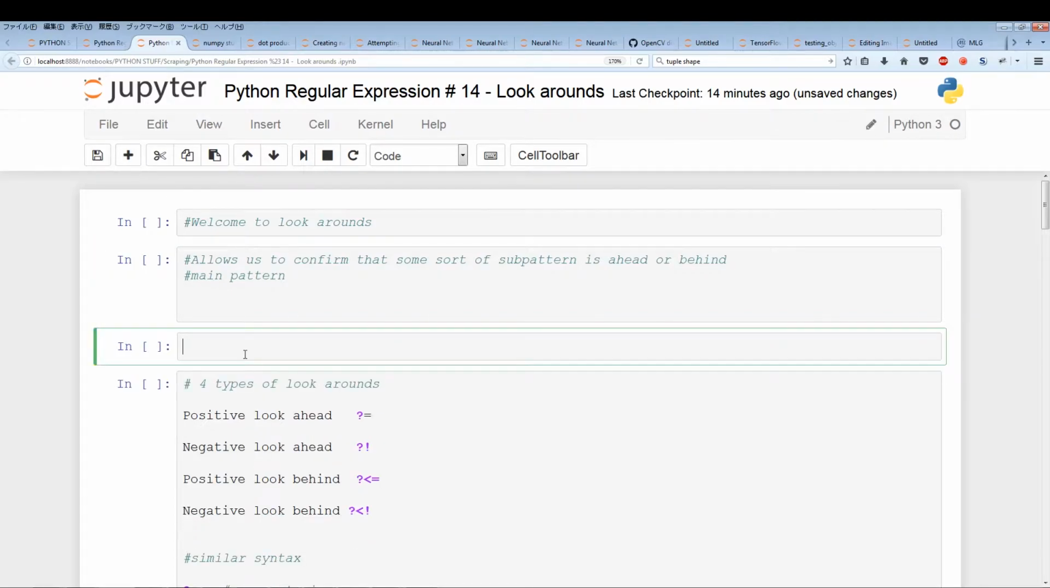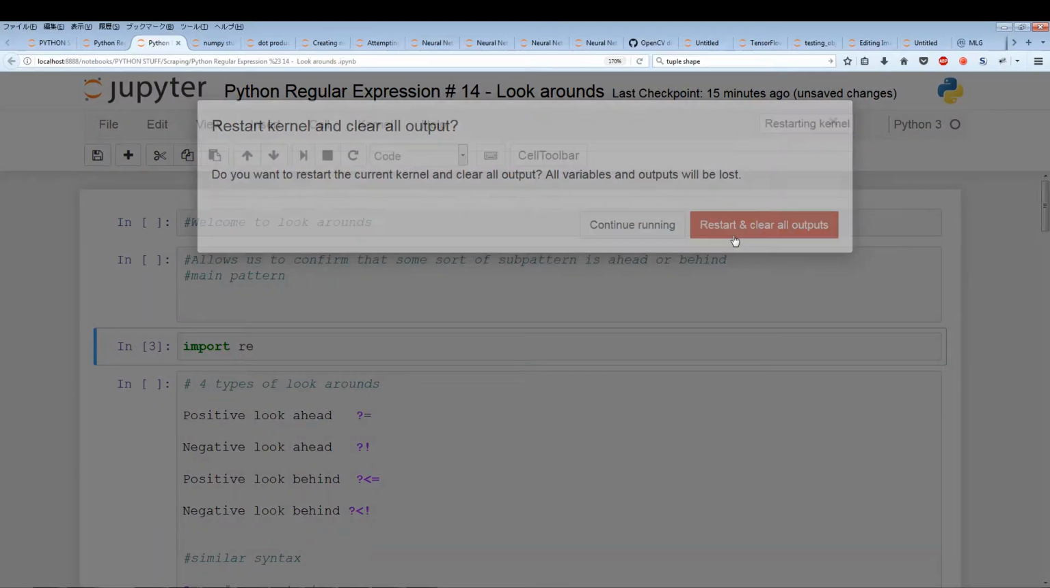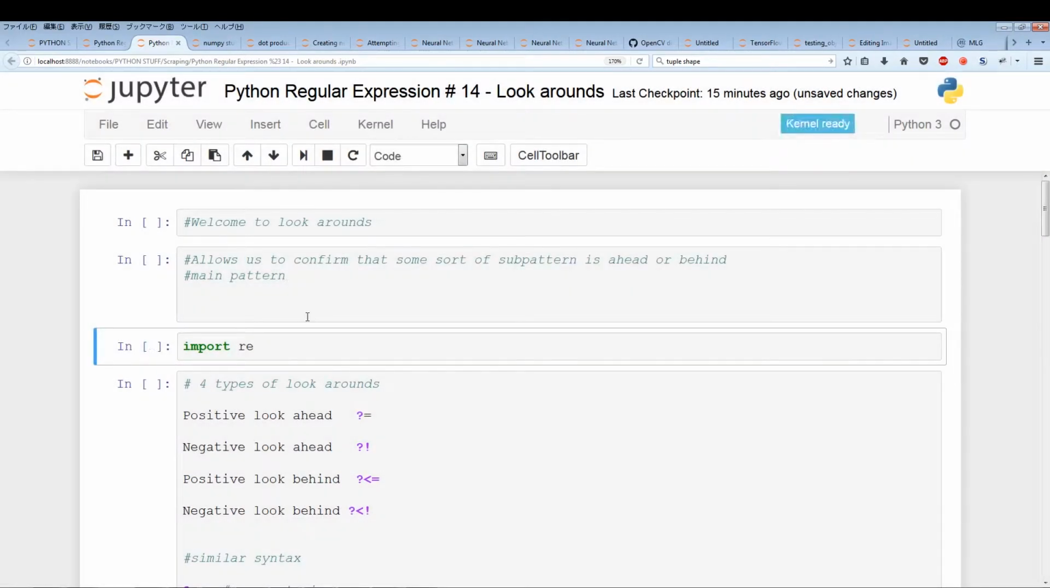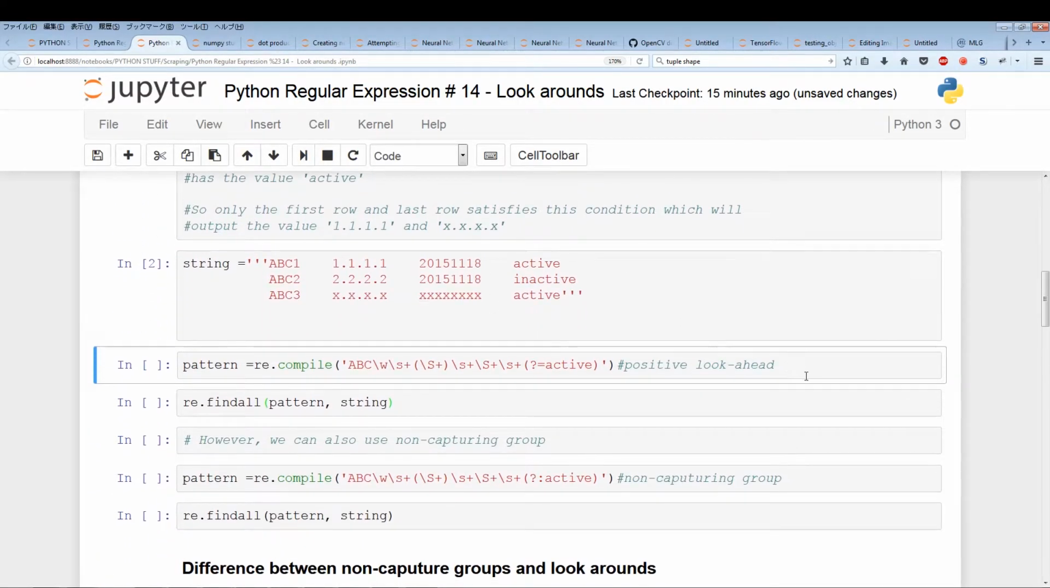Let me just do that here. Import re. Okay. So I import re, and let me just restart and clear all outputs, and we'll start this over. Okay, so let me just run this. So we have our string. I'll run the pattern now, which we just discussed.